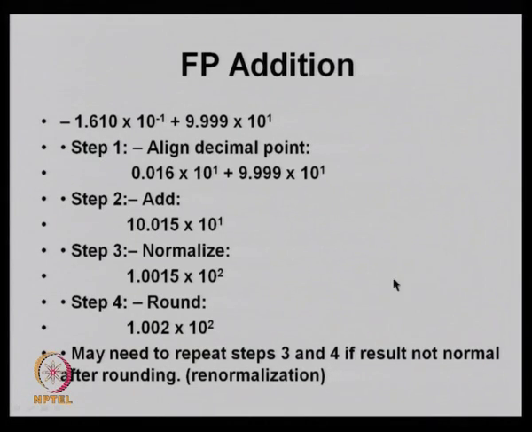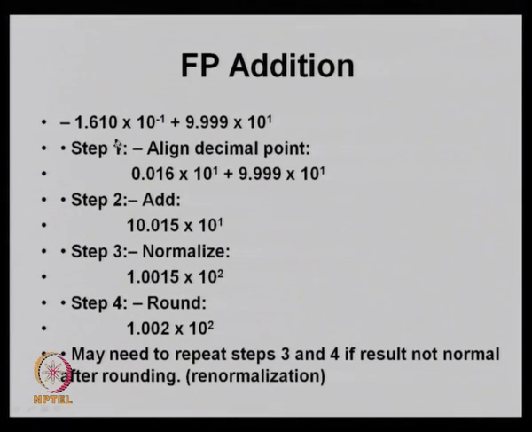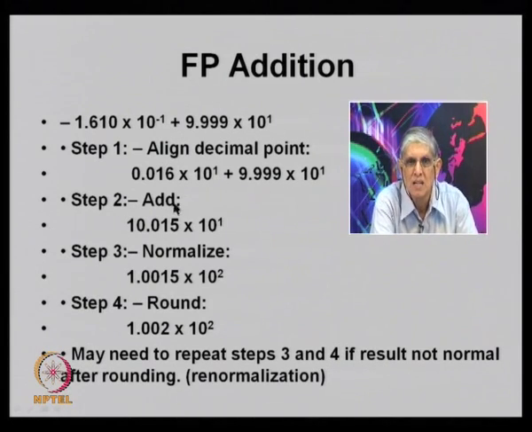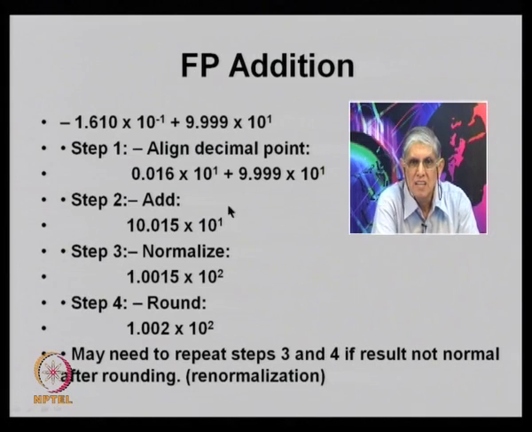So, how do I do addition in this? First, let us say you have a number, minus 1.610 in decimal, added to this. In decimal, what we do is represent both numbers in powers of ten and see to it that their decimal points are aligned. So both are represented with 10 to the power 1. This can be 0.016 times 10 to the power 1 and this can be 9.99 times 10 to the power 1. Because the exponent is common, we do not have to do anything, just add these two terms, and you get 10.01 times 10 to the power 1.